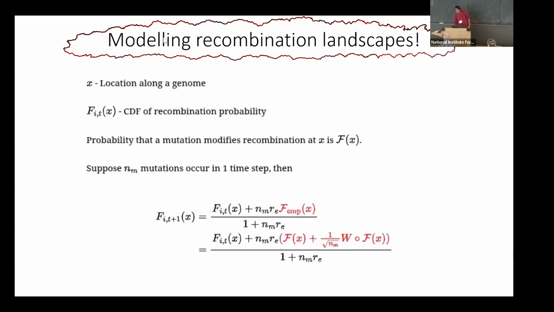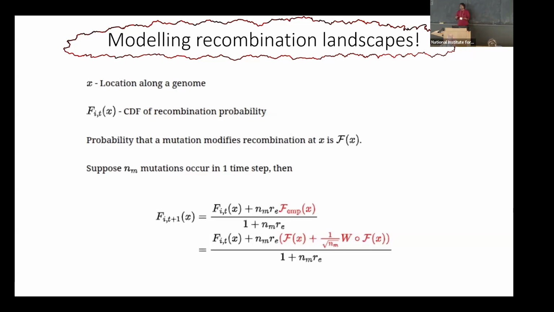So you start with the landscape of an individual. You have some finite number of mutations. Each of those mutations has some effect, or E, and where they land is modeled by the empirical distribution related to script f of x. And that's where the Brownian bridge approximation came in.